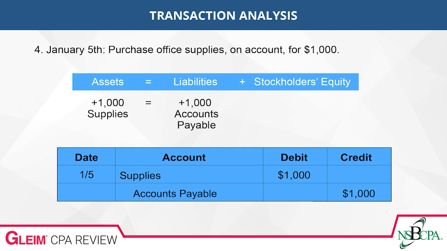Here, we purchase supplies on account. Since the asset supplies is going up, we record the journal entry as a debit to supplies. The liability accounts payable has increased as well as a result of this transaction, which is recorded as a credit to accounts payable. I hope this is starting to make sense and help you with your journal entry preparation.